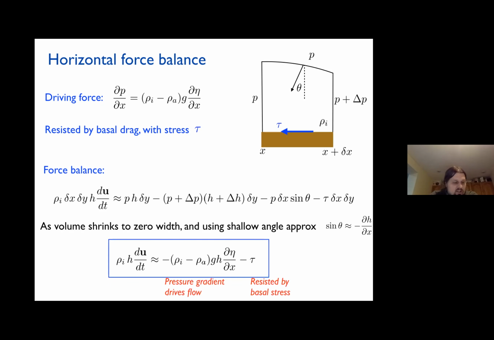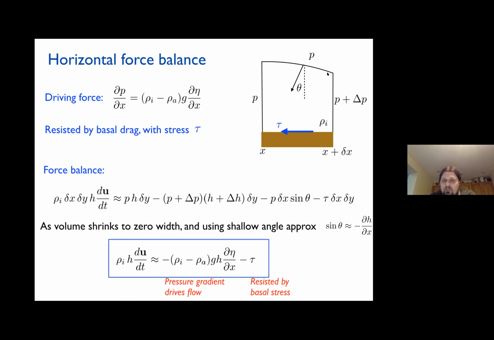And as you do that, if you also use a shallow angle approximation to pick out the normal in here, you end up with the following force balance. So this term in here ends up cancelling, so you don't have a dh dx term. You're only picking up a multiple of h in here. So you get the acceleration, and you've got this pressure gradient driving the flow due to the surface ice slope.